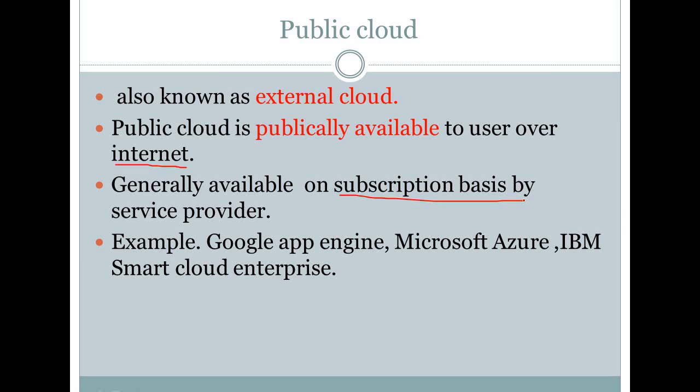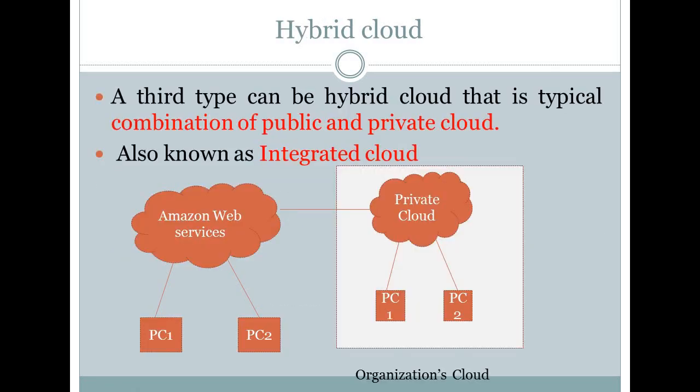A few examples of the public cloud are Google App Engine, Microsoft Azure, IBM Smart Cloud Enterprise. They also provide cloud services to users over the internet. Now another one is the hybrid cloud. The hybrid cloud is a combination of the private cloud and the public cloud both, and it is also known as an integrated cloud. Here I have drawn the figure.